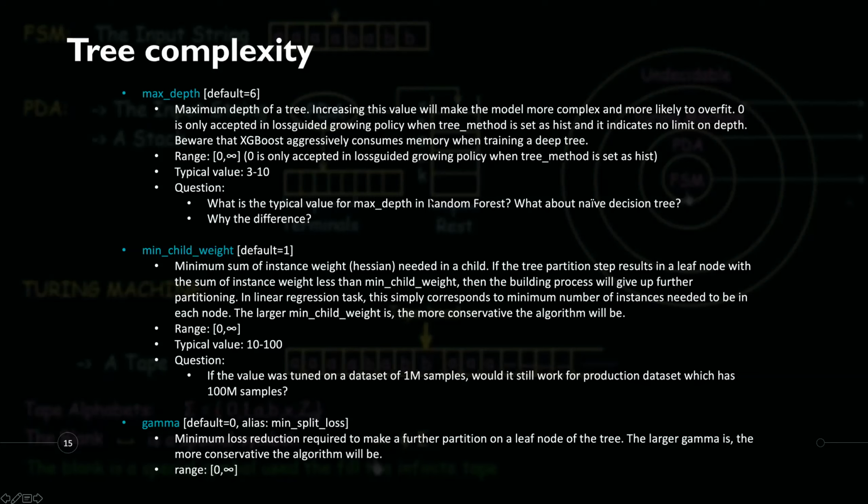Okay, Xiao Lei gives an answer: for random forest it is 15 to 30. Anyone else? Any ideas?